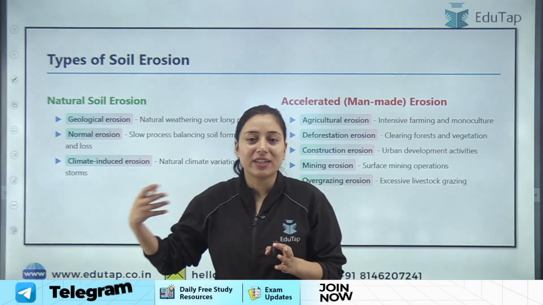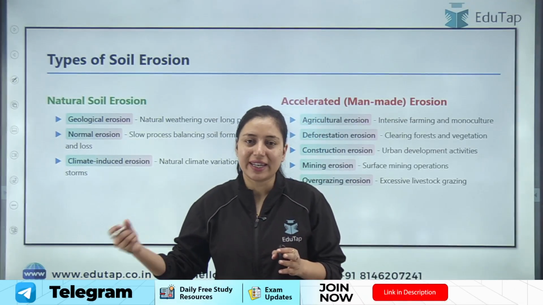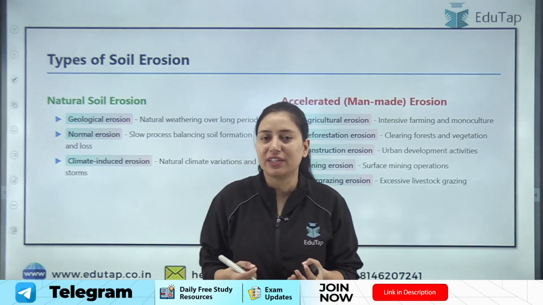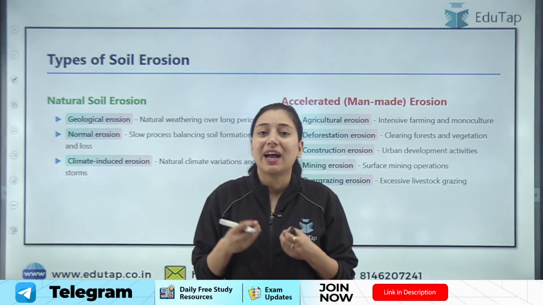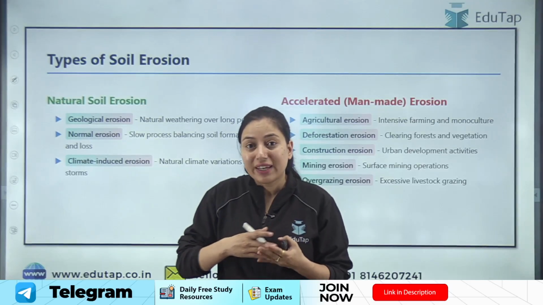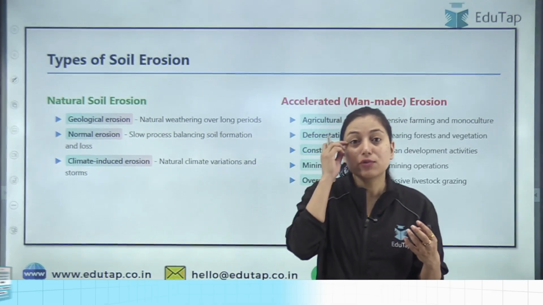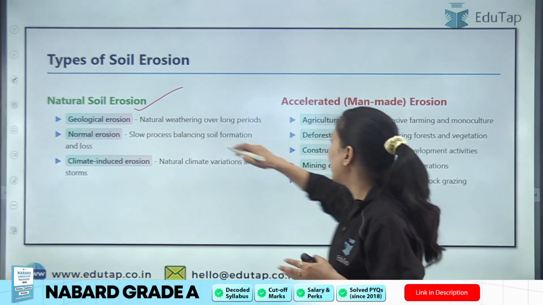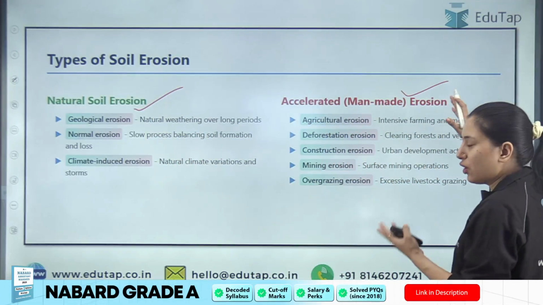But on the other hand, we have accelerated erosion, right? Accelerated erosion is what? It happens due to different human activities, the activities that we are doing, and the rate of soil erosion is very fast compared to the rate of soil formation. So based on that, we have natural soil erosion and man-made soil erosion, right?